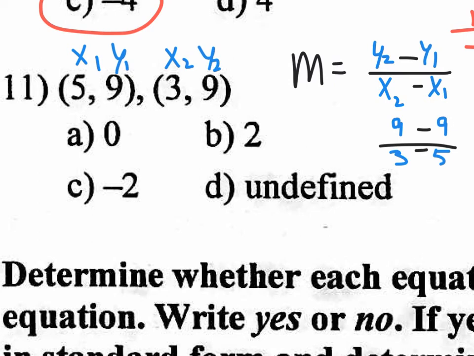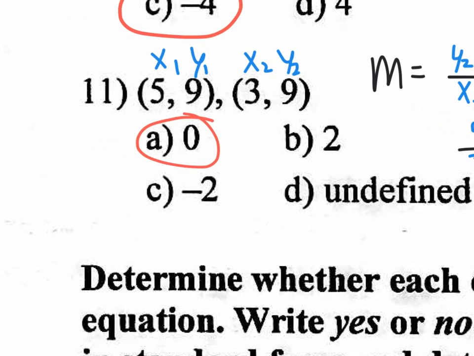And as you could see right here, 9 take away 9 is 0. So you end up with 0 on top over negative 2 on the bottom. It doesn't matter what number's on the bottom. 0 divided by any number is 0. So that was number 11 on version A, which is number 3 on version B. Let's continue on to number 12.